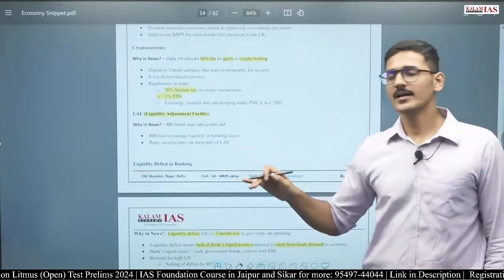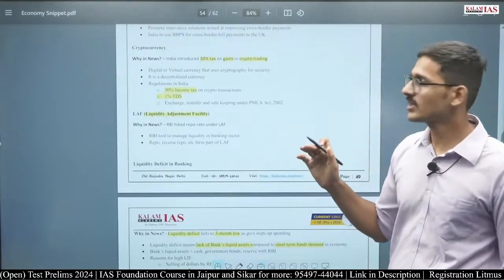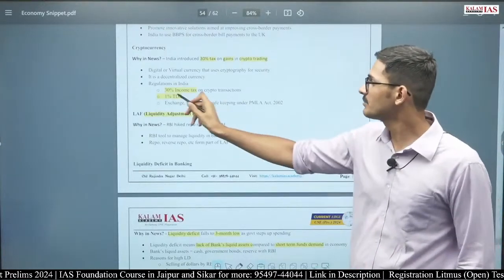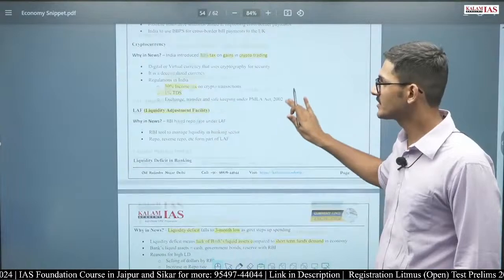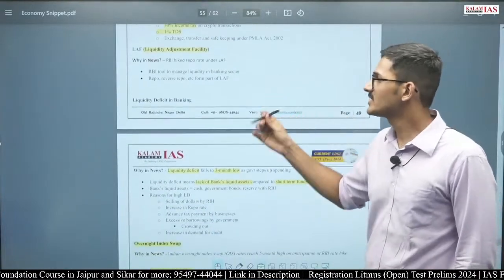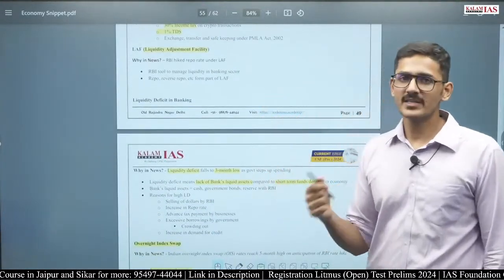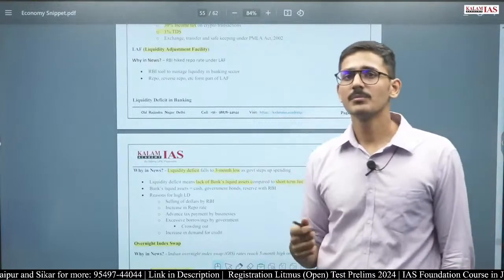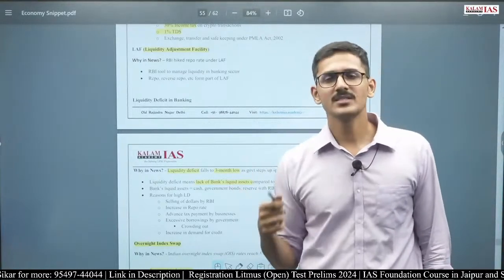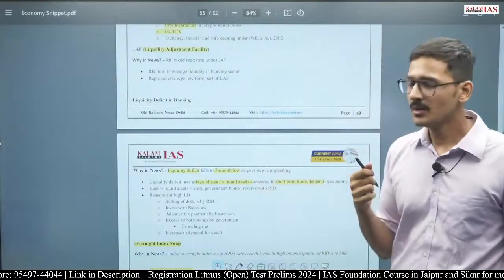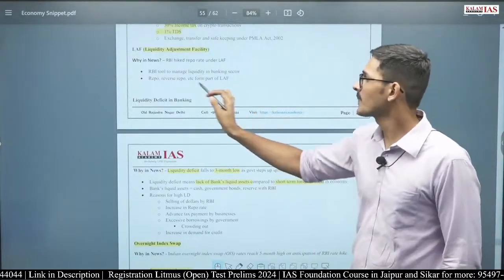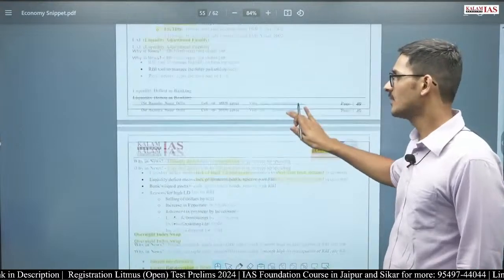Cryptocurrency: India introduced a 30% tax on the gains in cryptocurrency, and apart from the 30% income tax, there is also 1% TDS. Liquidity adjustment facility is basically an RBI tool to manage liquidity. For example, repo rate, reverse repo rate, bank rate, marginal standing facility, marginal deposit facility, all of these are part of the liquidity adjustment facility.